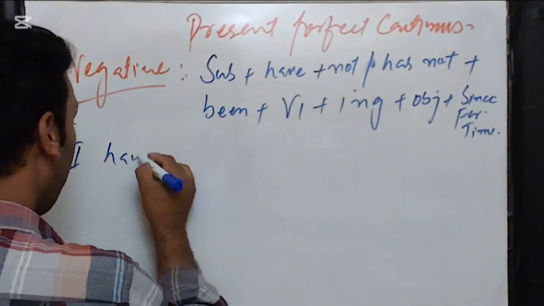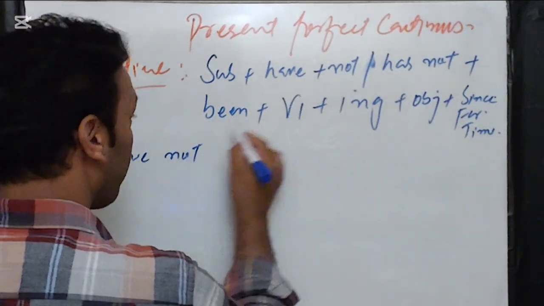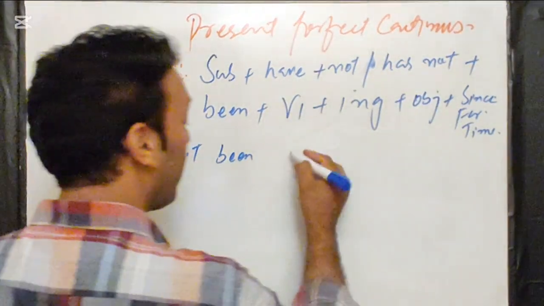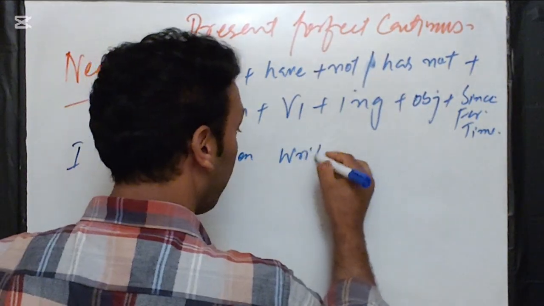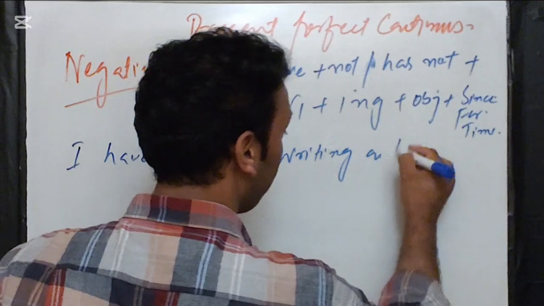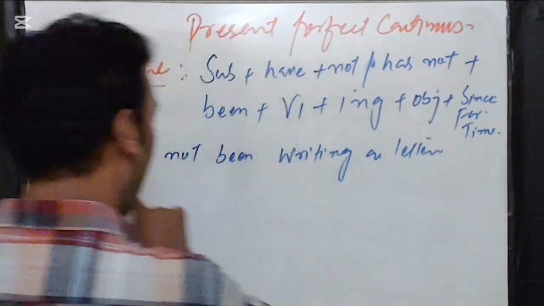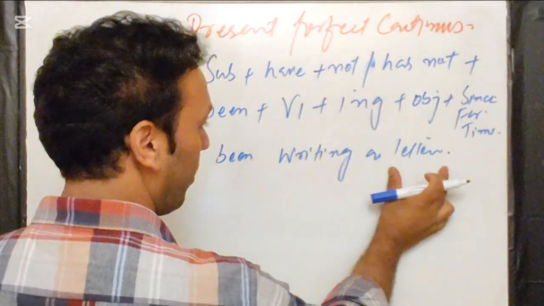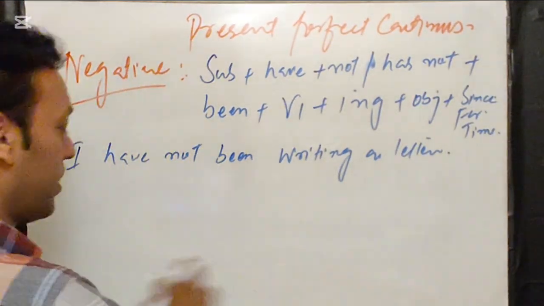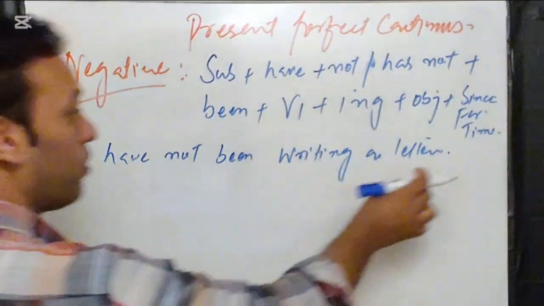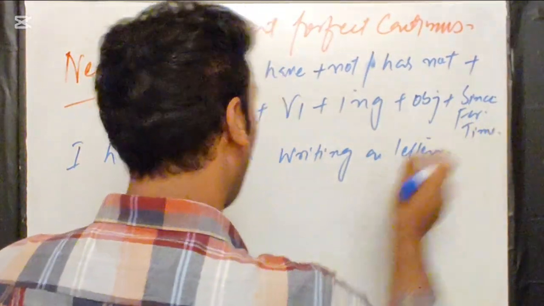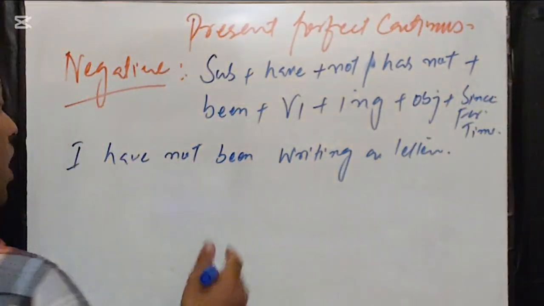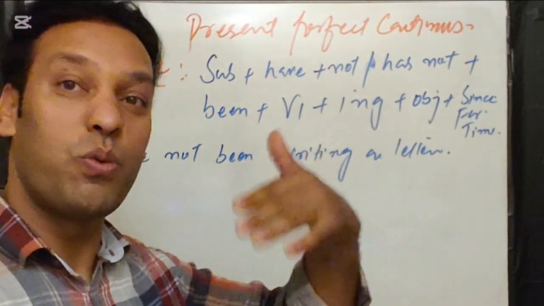I have not been writing a letter. I have not been writing a letter. You can close the chapter here. This is the complete sentence. And if you want to use since or for, you can mention the time also. You can mention how much time, how long you were working.